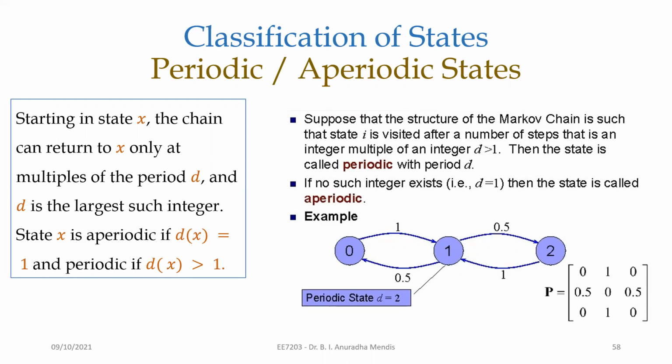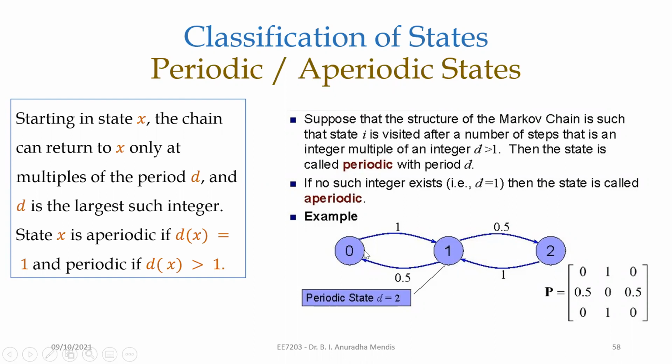So same way, now starting from any state x, the chain can return to the same state x only at multiples of the period. Okay, multiples of the period d, and d is the largest such integer. Maybe you heard the greatest common divisor or something, isn't it? GCD value, greatest common divisor. So that value is d. For example, we will look at this example.